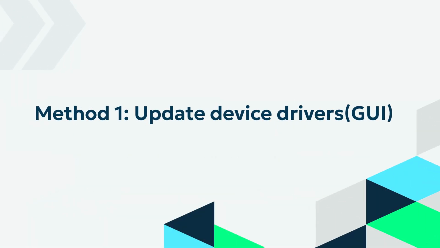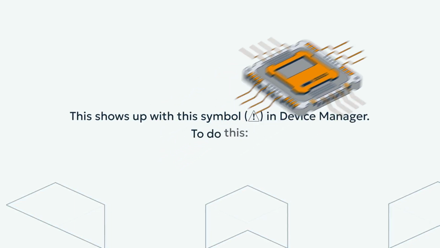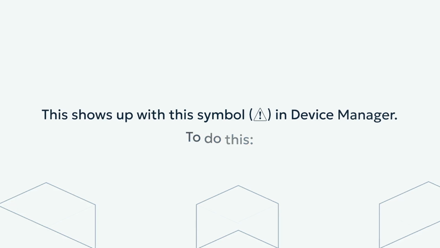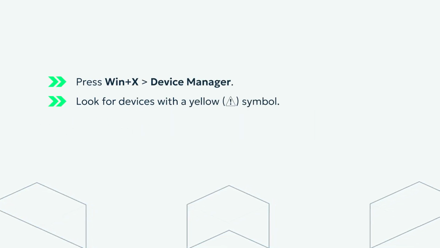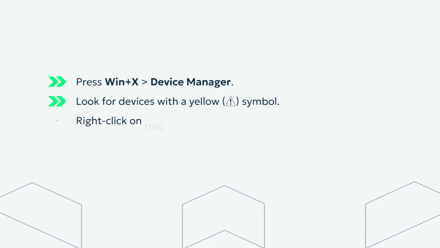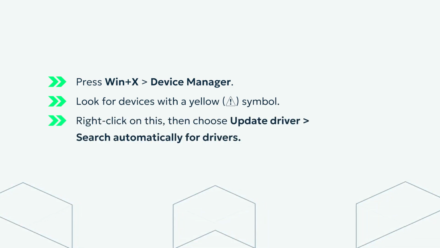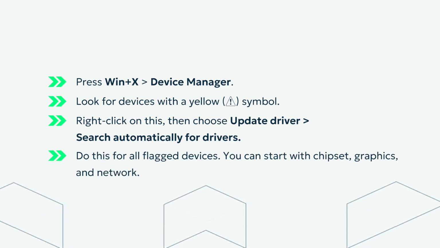Method 1. Update device drivers, GUI. For this method, you first need to fix drivers with errors. This shows up with this symbol in Device Manager. To do this, press Windows plus X, Device Manager. Look for devices with a yellow symbol. Right-click on this, then choose Update Driver. Search automatically for drivers.